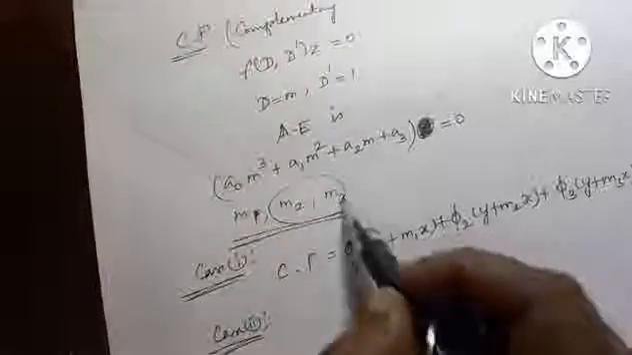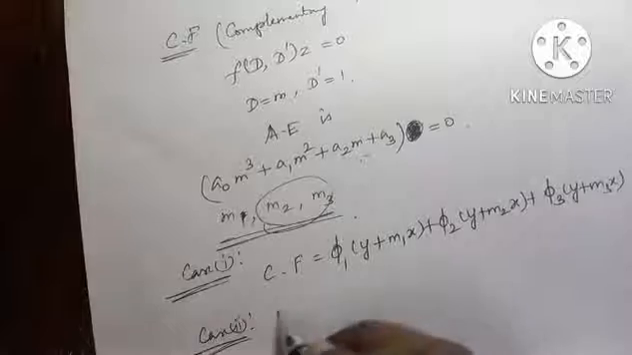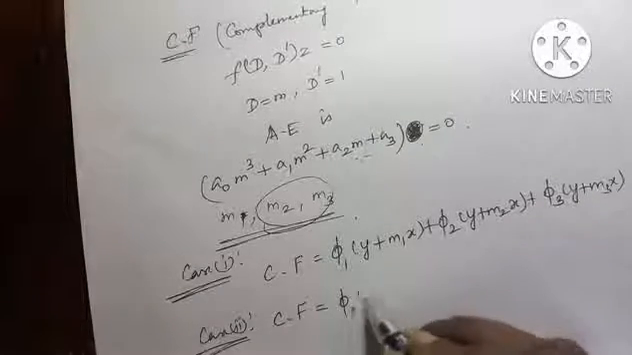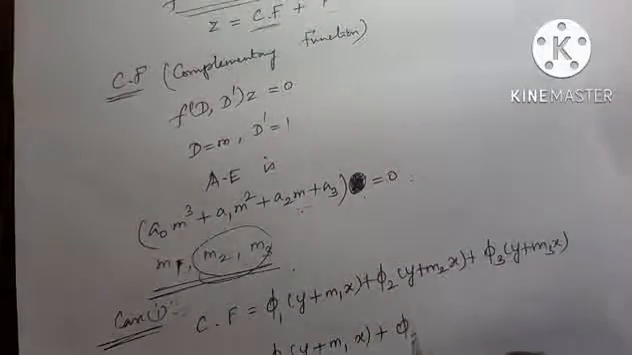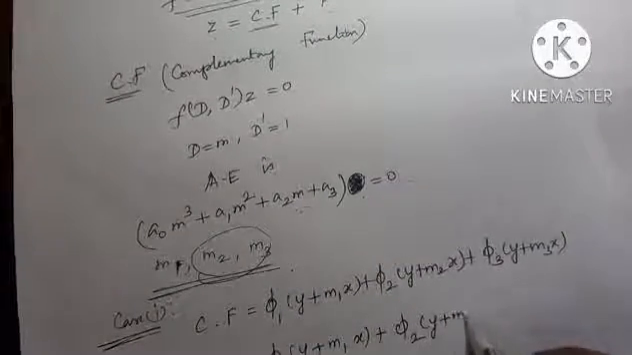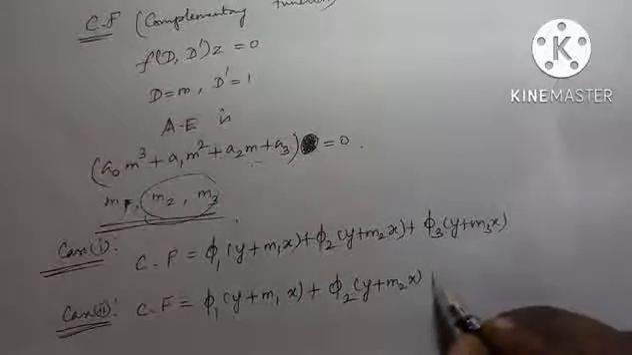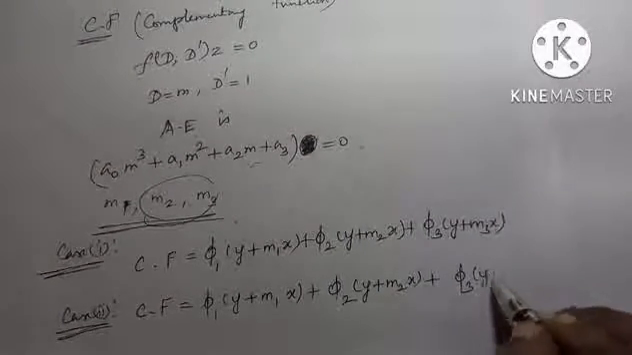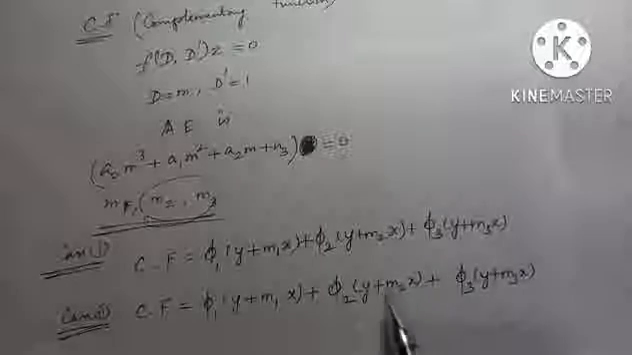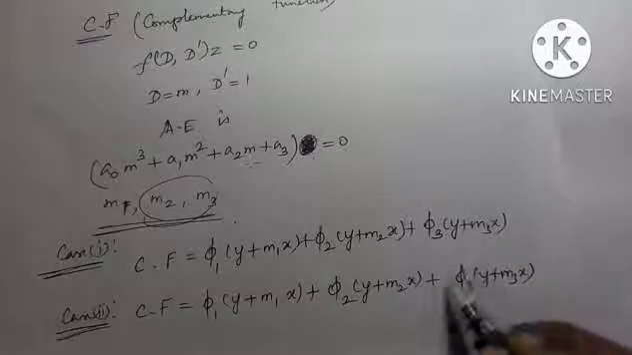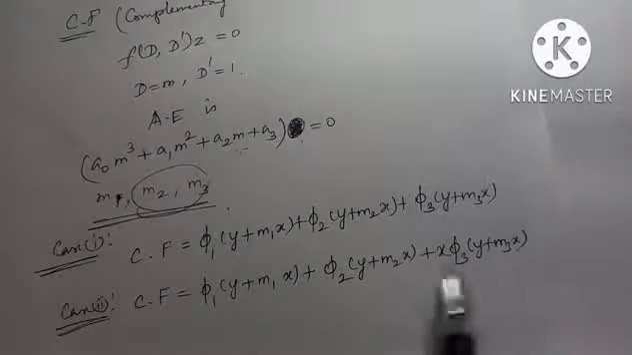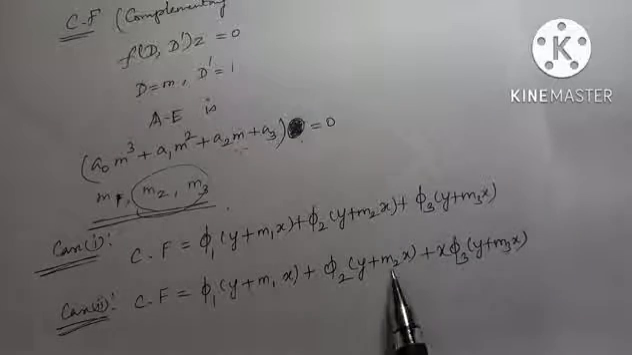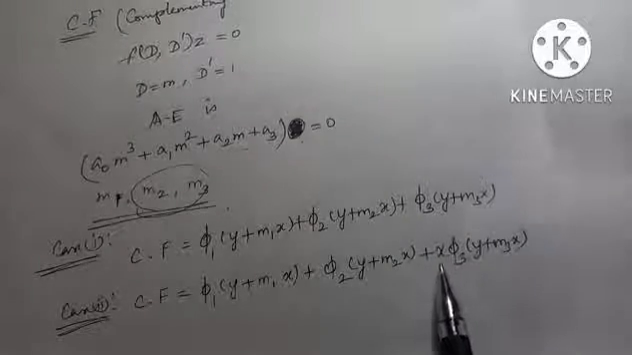What is case 2? If 2 of the roots are equal, but one is different. Let us write first the arbitrary function for the different root. Now let us write for repeated roots. phi2 of y plus m2x plus phi3 of y plus m3x. To show these two roots are equal, let us write here x into. So you can say these two roots are equal, repeated, right? In order to show the roots are repeated, let us write here x.